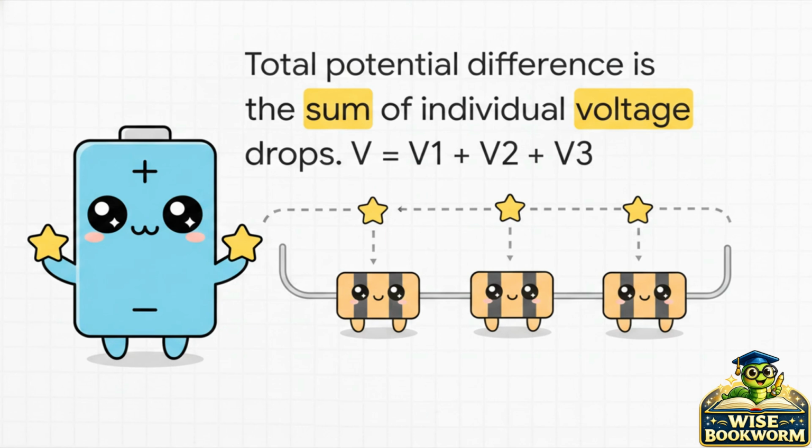Well, when components are chained in series like this, the exact same current flows through all of them, but the total push from the battery has to be divided up to get the electrons through each separate obstacle. So the total potential difference, the total voltage from the battery, is equal to the sum of the voltage drops across each individual resistor. V equals V1 plus V2 plus V3. The battery's energy is perfectly distributed across the entire chain of resistance.